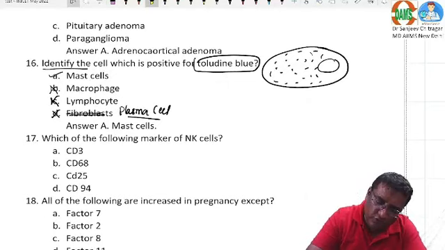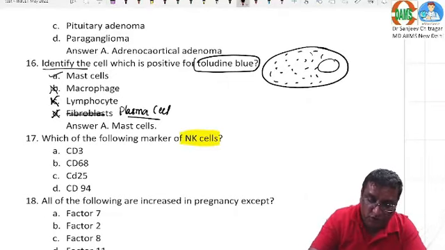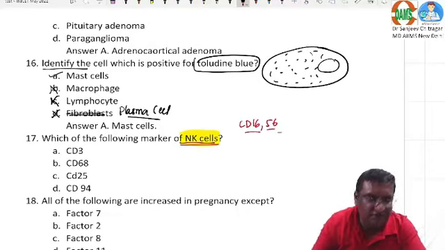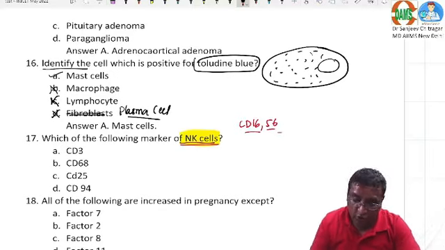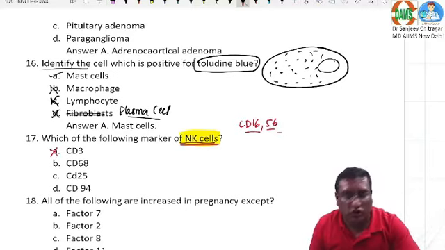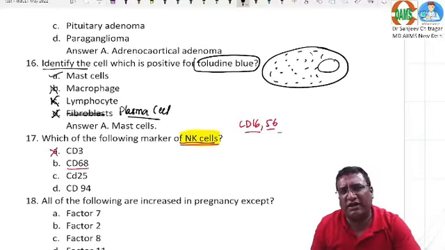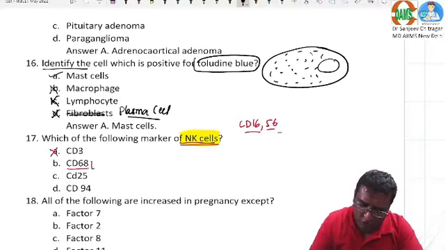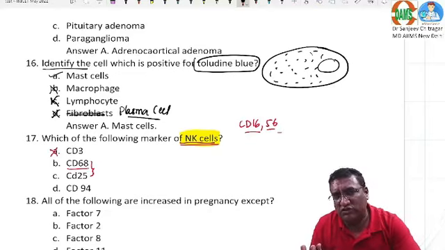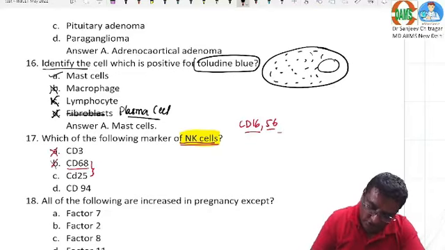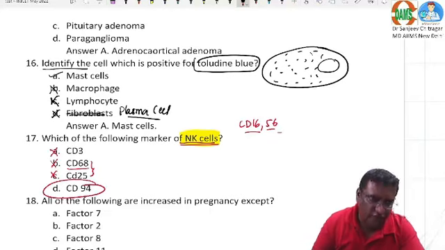Now, which of the following is a marker of NK cell? This was one bouncer question. Many of you were expecting CD16 and CD56 because we commonly use these markers for diagnostic purposes. Those are not given. We knew CD3 is not there, and CD68 is a histiocytic marker. If you did not know, you would have better left this question and come back, because it is not this, not this. The answer is CD94.